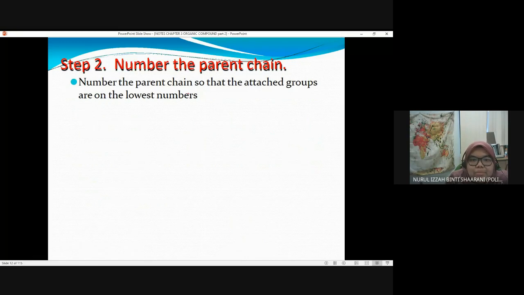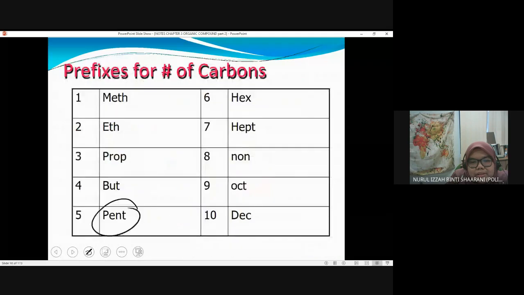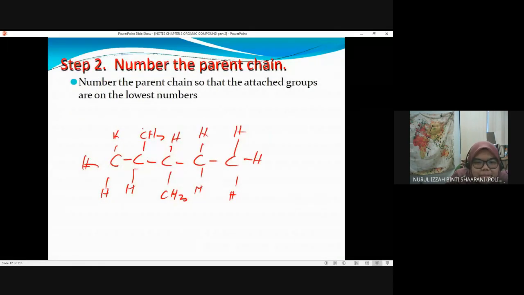Okay, so now, number the parent chain so that the attached groups are on the lowest numbers. So tadi kita punya compound tadi, 1, 2, 3, 4, 5. Dekat sini ada CH3. Dekat sini ada CH3. So betul kan? Okay, 5. Tadi dah beza, ni namanya metil. Ni pun dah namakan metil. Parent chain kita, pentane.